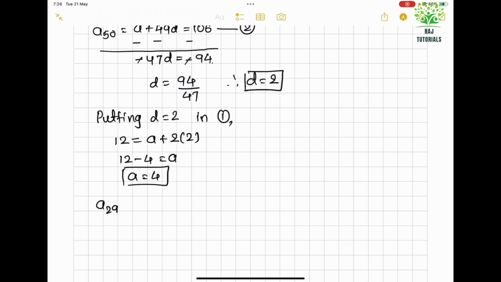Now I am asked A29 term. So A29 term will be A plus 28D. So A is 8 plus 28 into 2. So 8 plus 56. So A29 will be equal to 64.